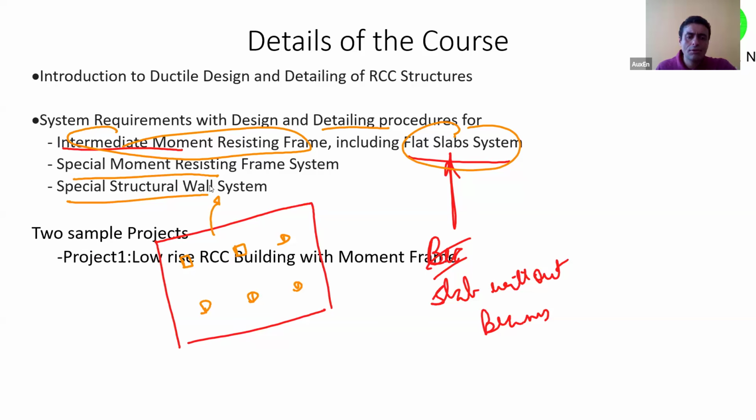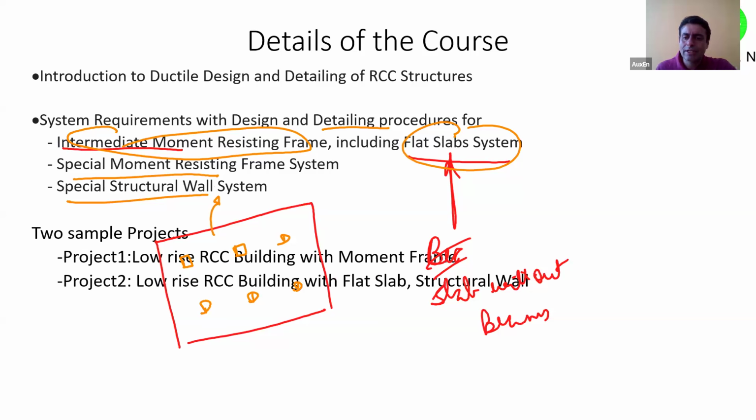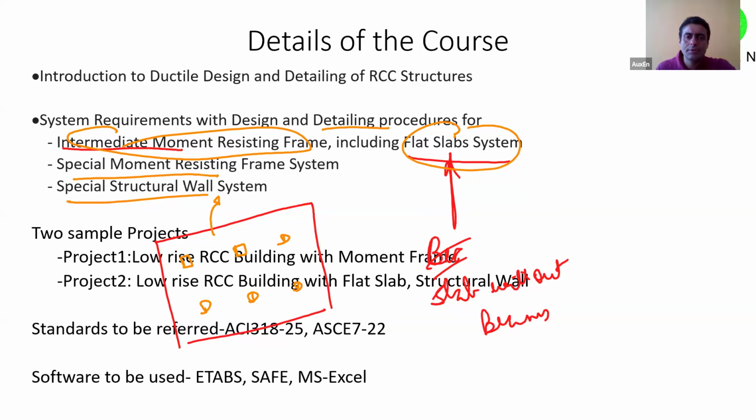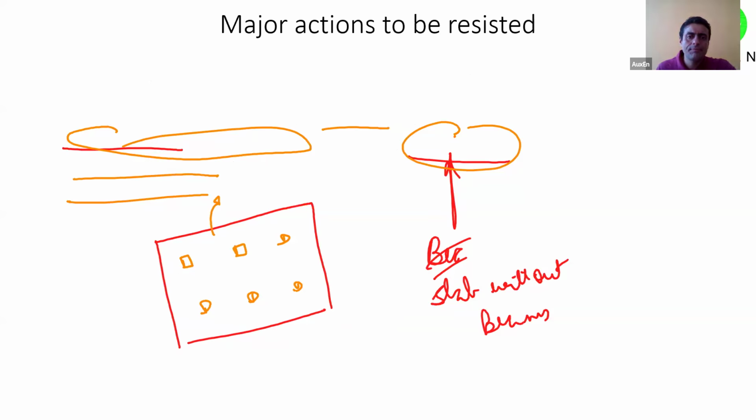And then we will finish with two sample projects. One will be a flat slab system, flat slab building, and another will be a moment frame. So these are the items that we are going to cover.